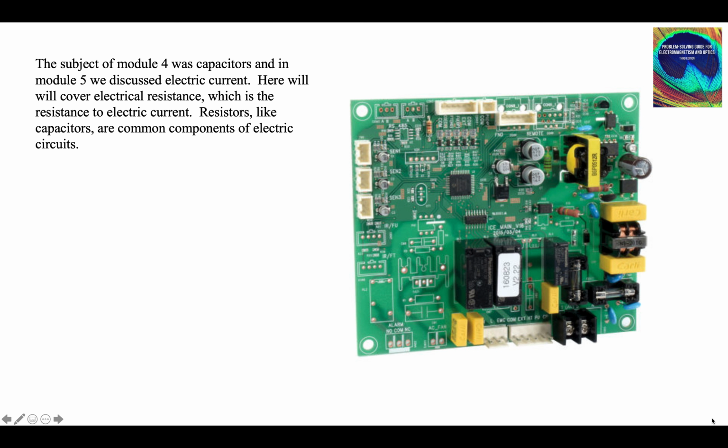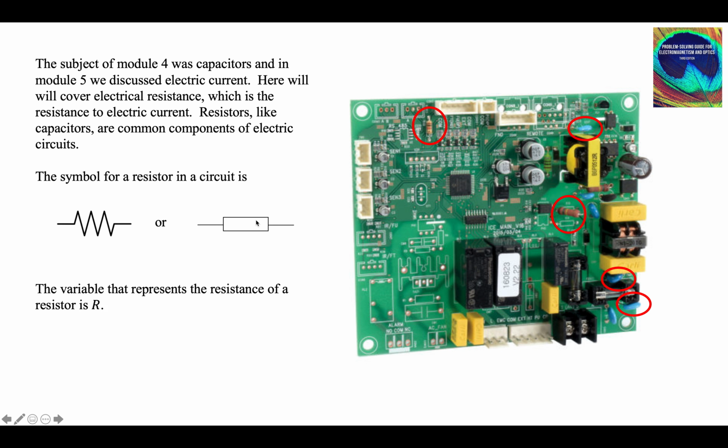Here's a circuit board. It's got some resistors, got some capacitors. Here's a resistor right here. Here's another one. Blue things are capacitors. That's a capacitor right there. Another one right here. Another one right here. That's a capacitor. The symbol for a resistor in a circuit is a squiggly line, or sometimes we are lazy and just draw a rectangle. The variable is capital letter R.